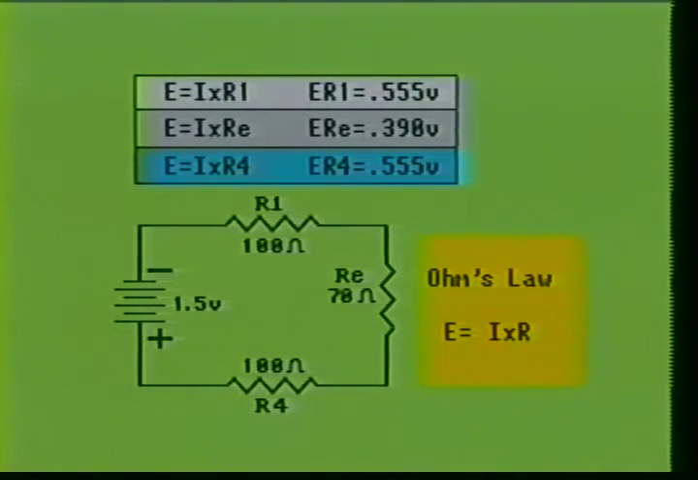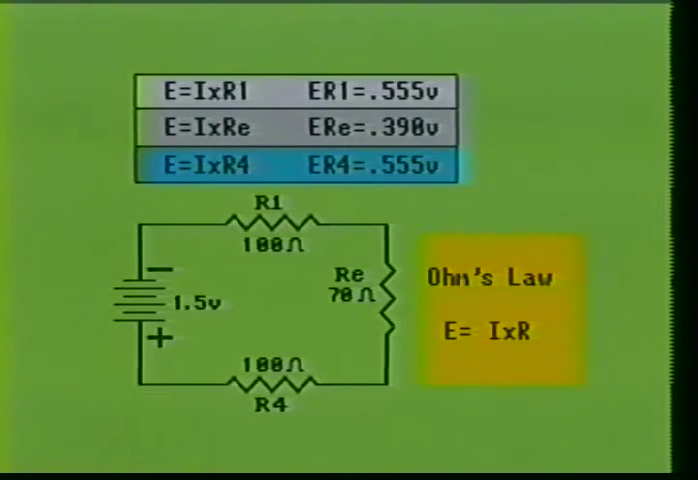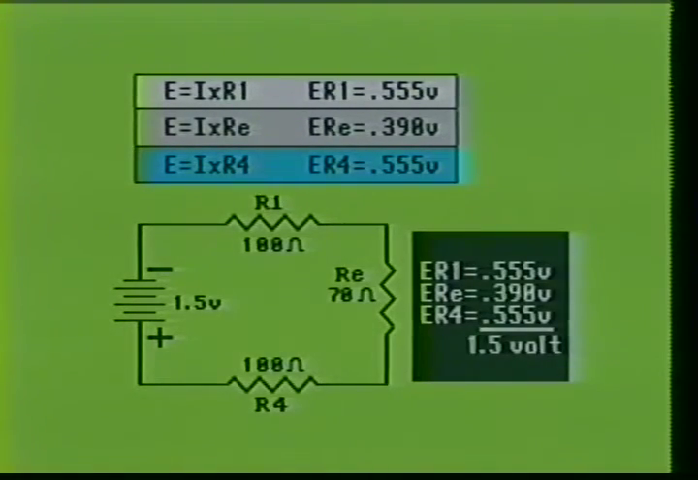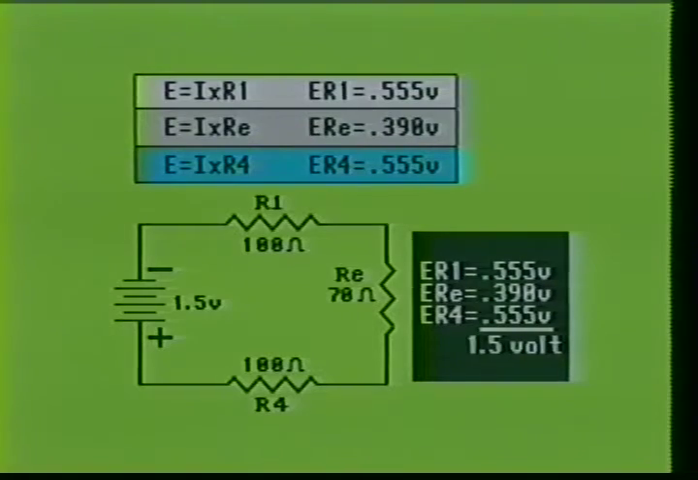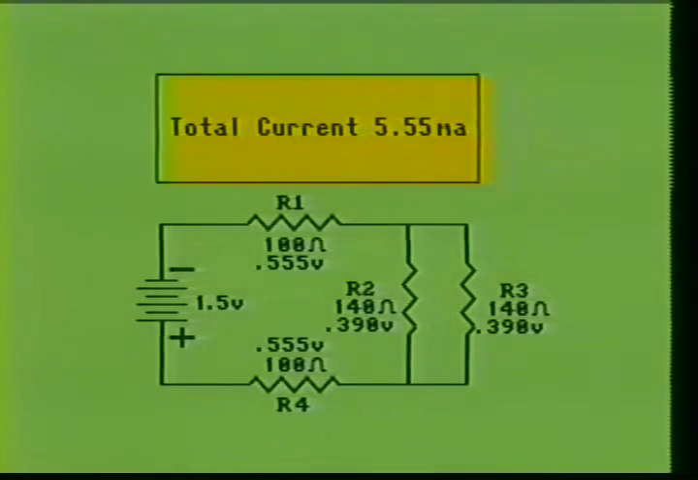When we multiply the current times the value of R4, we see that R4 has 0.55 volts across it. When we add the voltage drops together, the sum should equal the power source voltage. The voltage of the battery is 1.5 volts. When the voltage drops are added together, we acquire the sum of 1.5 volts, which is the voltage of the power source. Now that we know the voltage drops across each of the resistors in our circuit, we can calculate for the current flow through each resistor in the circuit.